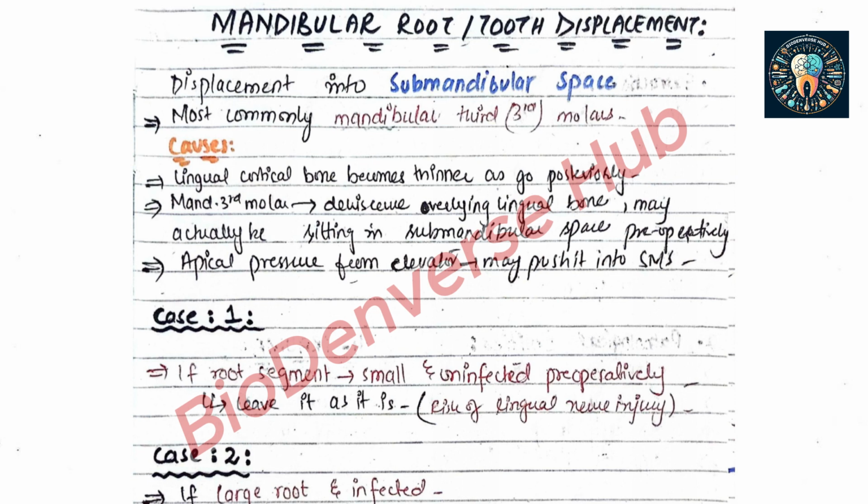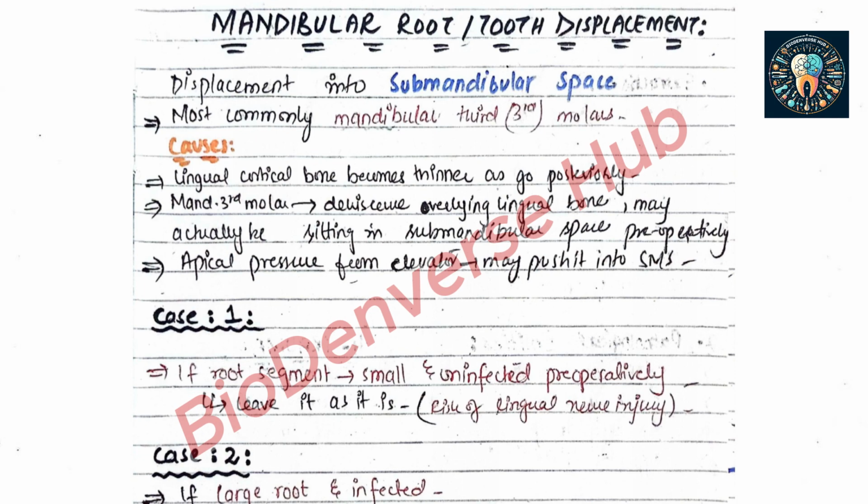So now, if the root or the tooth displacement has occurred into the submandibular space, we have two cases. In the first case, if the root segment is small and uninfected preoperatively, you can leave it as it is, because there is a risk of lingual nerve injury in your attempt to retrieve it. So if the root segment was very small and uninfected preoperatively, you can leave it as it is.